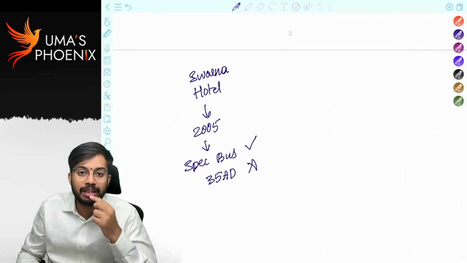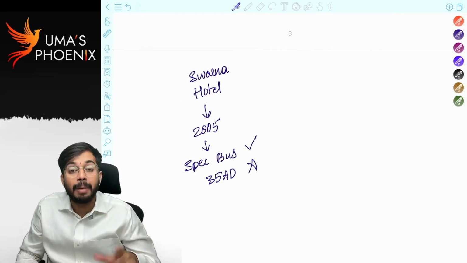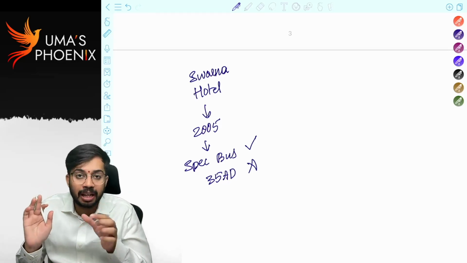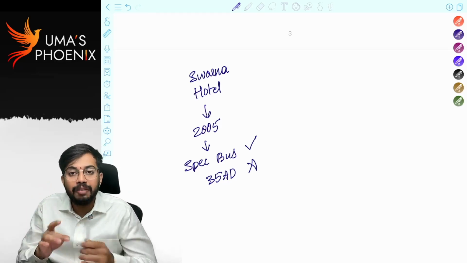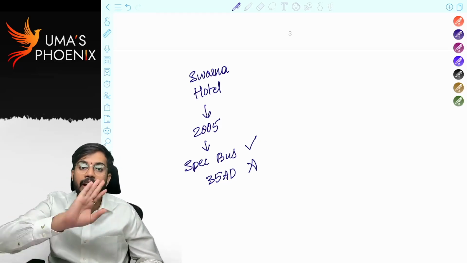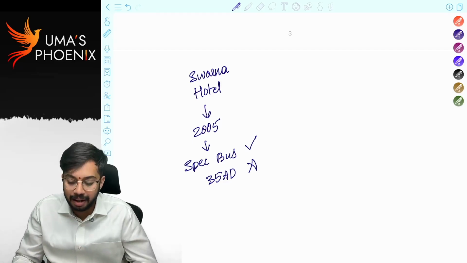So Swarna Hotel started in 2005. Is it a specified business? Yes, it is a specified business. But is it eligible for 35 AD deduction? No, it is not eligible. Are you able to understand the difference? Sometimes, even though it is a specified business, if it is started before the specified date, it is not eligible for deduction under section 35 AD. Is it clear?